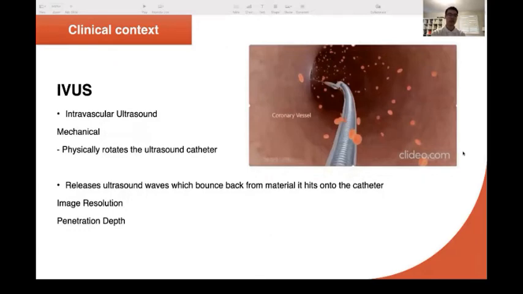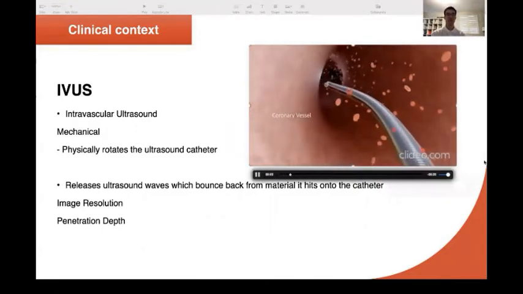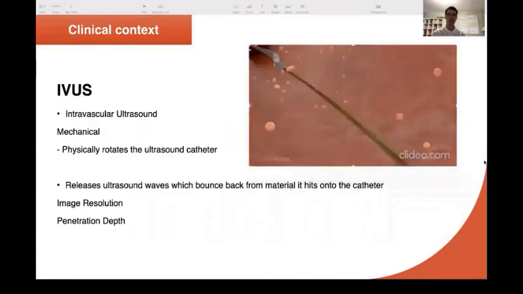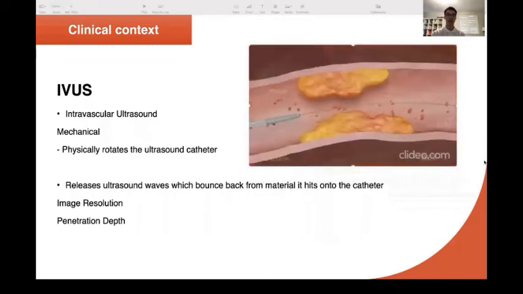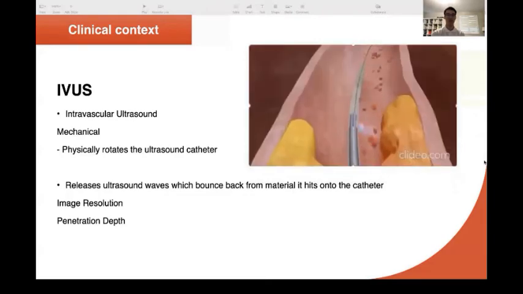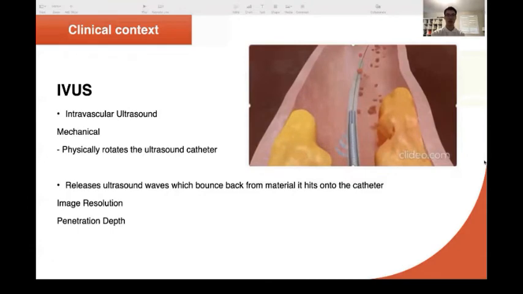That is why the intravascular ultrasound, or IVUS, excels in this field because of its ability to give more detailed images. This is because, as I'll play this video here, it uses a catheter attached to a tube that is inserted within the arteries itself towards the general area of the plaque. It can then physically rotate the catheter in a mechanical IVUS, which releases ultrasound waves which bounce back from the material it hits, such as plaques.